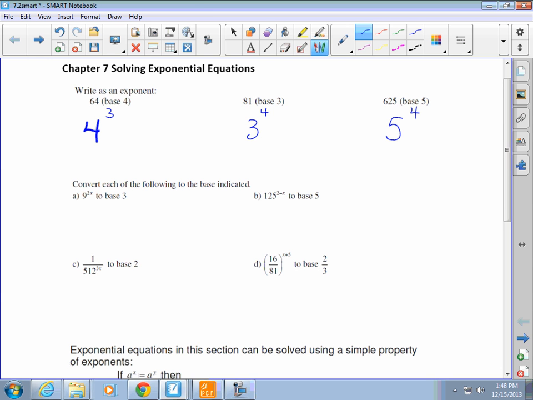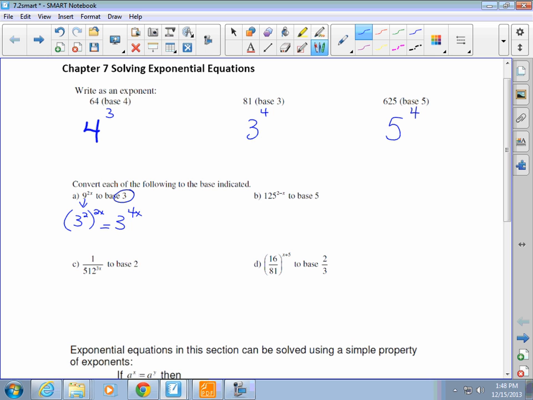The next part says convert each of the following to the base indicated. So if we have 9 to the power of 2x and we want it to have a base of 3, the first thing we need to do is take the base that we have and put it to the base that they want it to be. So 9 is the same as 3 squared, and that 9 was to the power of 2x. Using your power rules, when you have a power to a power, you multiply them. So this would be 3 to the power of 4x.